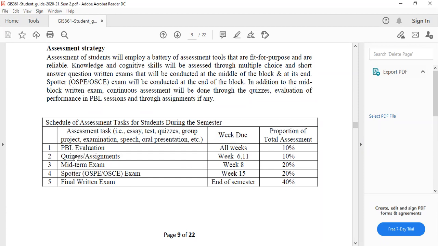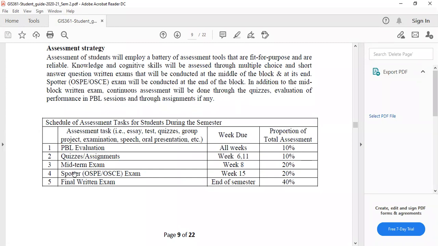Then there will be quizzes. Every 2 weeks we are planning to have a quiz. For the first and second week we will have the quiz in the third week, which will cover the first and second week lectures. Similarly, we have the second quiz in week 5, which will cover week 3 and week 4 lectures. If we plan to have more, we can discuss and have more.